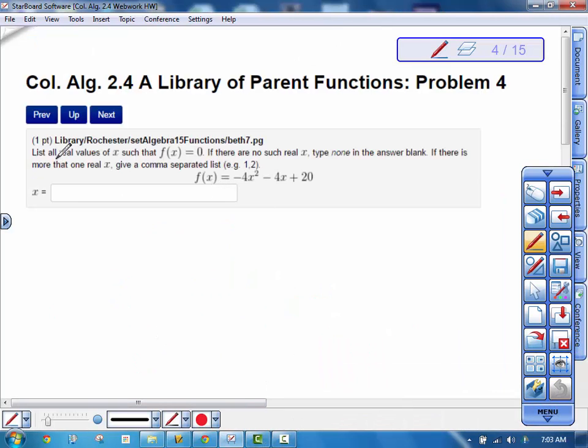Okay, next question wants us to find all the real values where this equals 0. So we're looking for the zeros of this quadratic. We have some tools for that if you recall. Plug in 0 for y, and I'm going to factor out a -4 from this, and that leaves me with x squared minus x, and then -5.